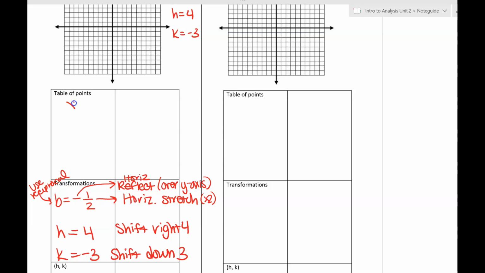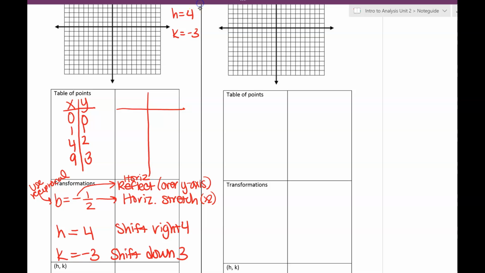So then remember, this is a square root graph, and you want to have the parent function memorized, or you want to be able to quickly figure it out. And then you want to make a new table of points that will give you this new graph with these transformations in them. And remember, we focused on horizontal and vertical transformations. So the B and the H are horizontal.